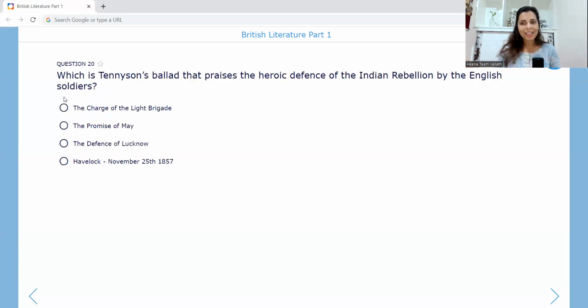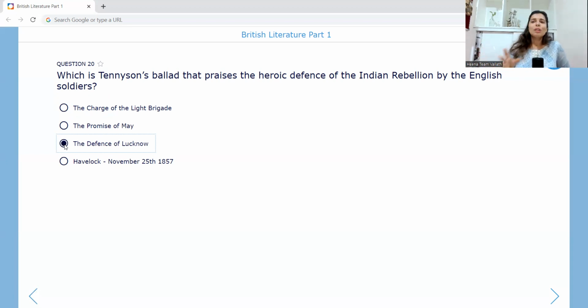And this takes us to the last question of today. Which is Tennyson's ballad that praises the heroic defense of the Indian rebellion by the English soldiers? A. The Charge of the Light Brigade. B. The Promise of May. C. The Defense of Lucknow. Or D. Havelock, November 25th, 1857. Tell me. Tennyson has praised the heroic defense of the English soldiers. Basically, Tennyson is praising the English, not the Indians, in this poem. It is The Defense of Lucknow.